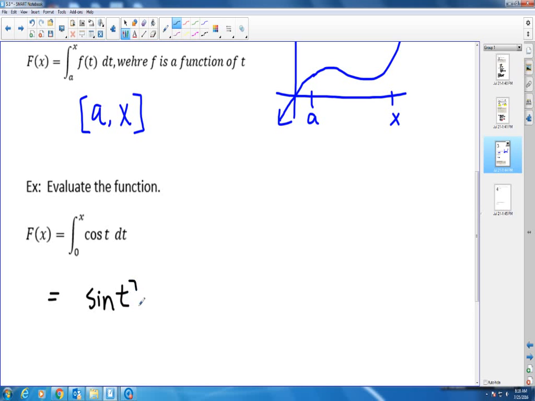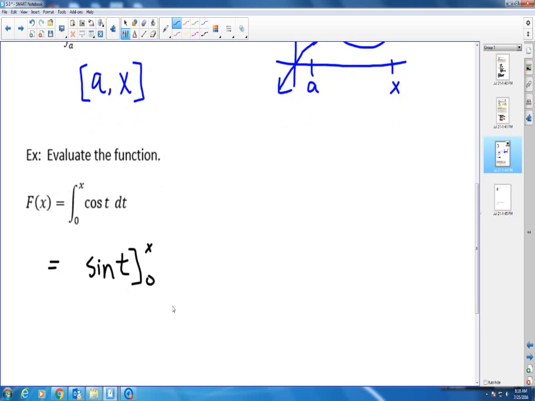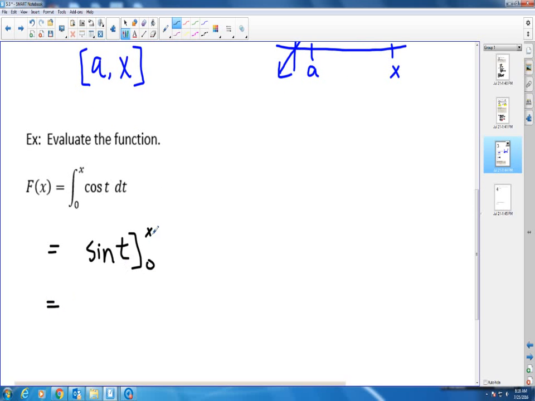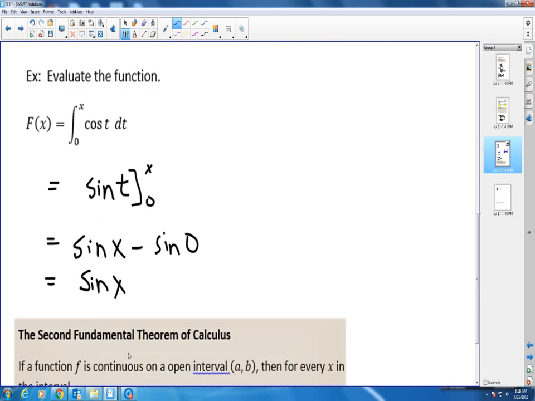And I'm going to evaluate from 0 to x. So substitute x for t, that would be sine of x minus sine of 0. And sine of 0 is 0, so that means my answer will only be sine of x. Alright, so this is the weird part about it.